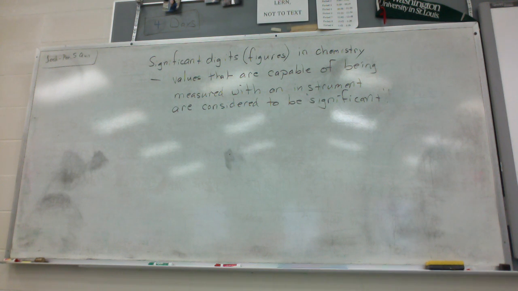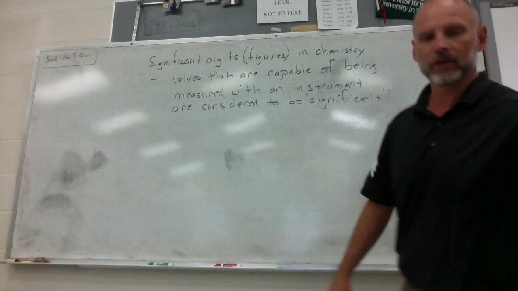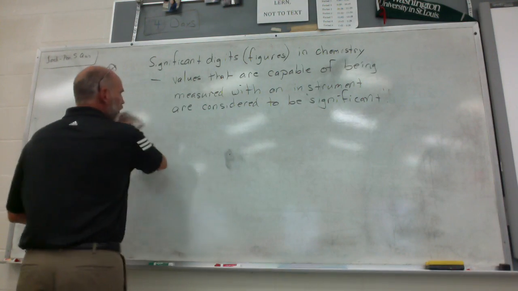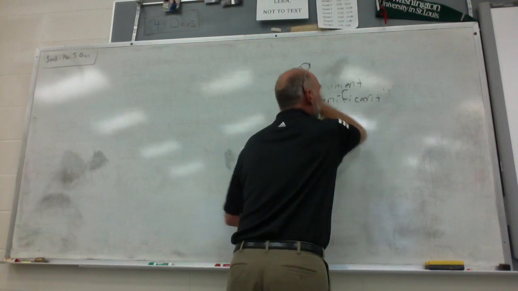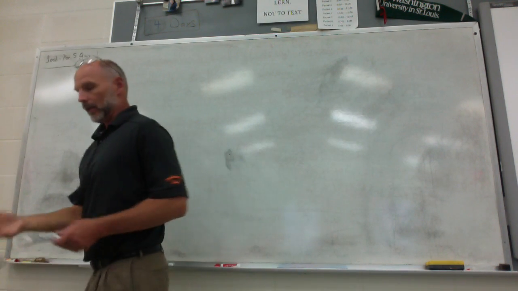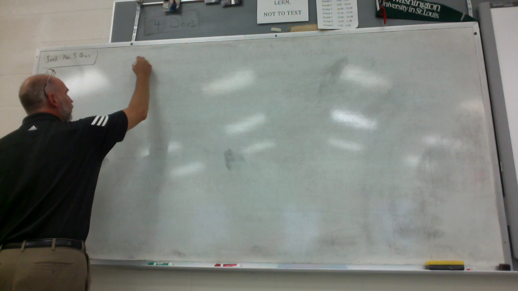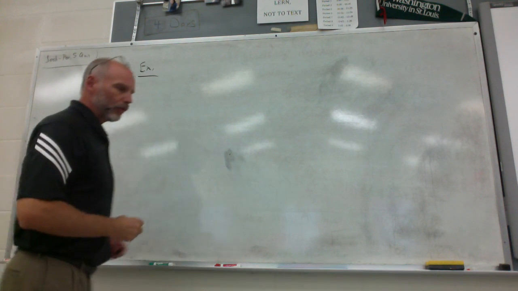What I want to do is go through some examples of how to determine how many significant digits are in a measurement. Here's the overview of what's going to happen. And again, I keep referring to measurement, okay? Significant digits only apply to measurements and calculations with measurements.